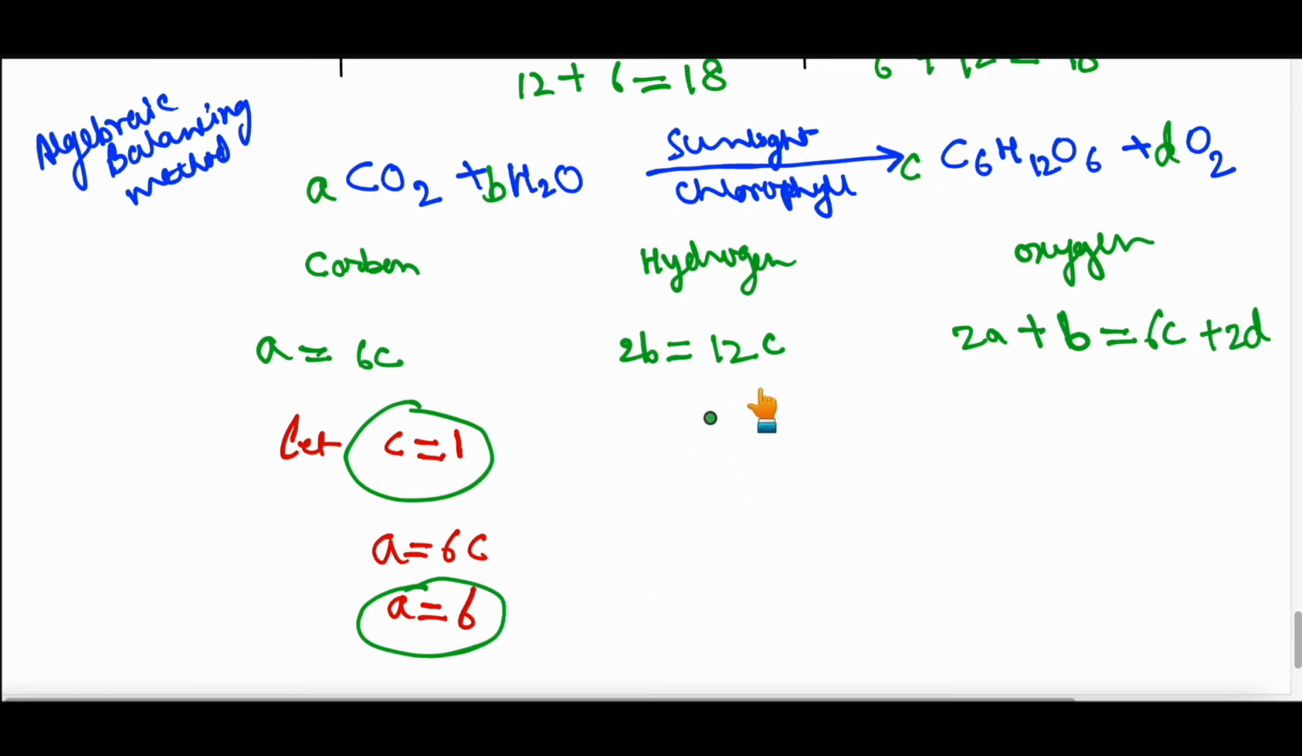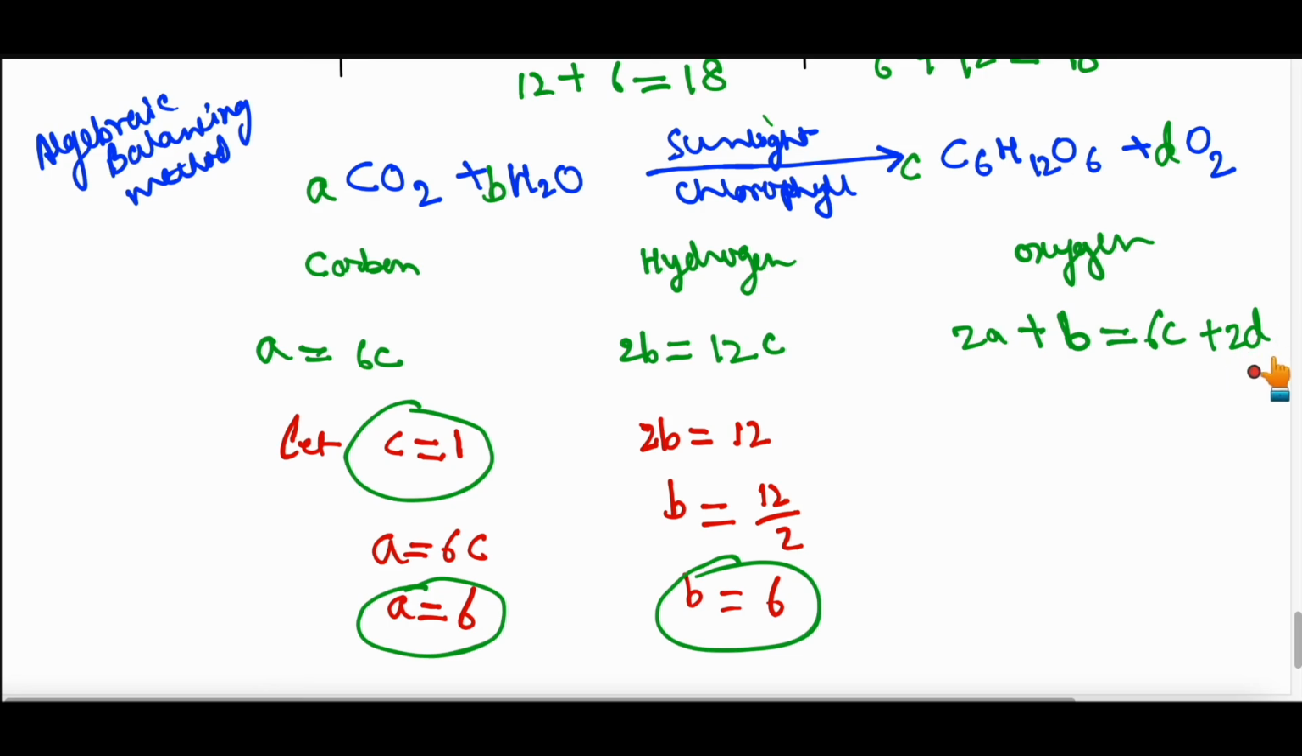Now let us find out the value of another alphabet. So here it is given 2B is equal to 12C. So we will find out the value of B. 2B is equal to 12C. Now put the value of C here. So we have the value of C as 1. So 12 times 1 is 12. So now take out the value of B. So B is 12 by 2. So we are getting the value of B as 6.